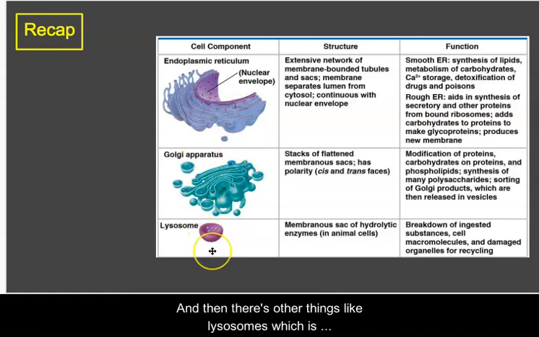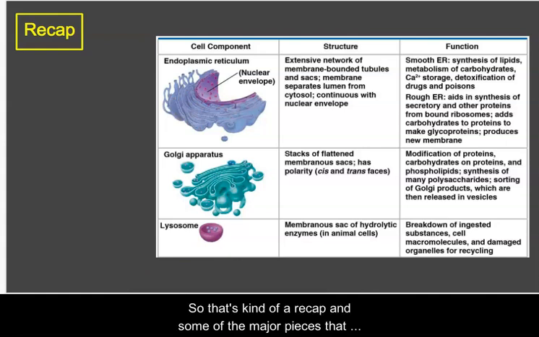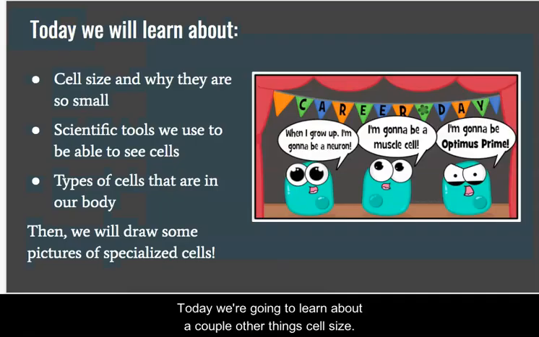And then there's other things like lysosomes, which is basically the garbage can of the cell. Its job is to break down different things. Okay, so that's a recap of some of the major pieces that maybe you had on your table on your A page. Today, we're going to learn about a couple other things.